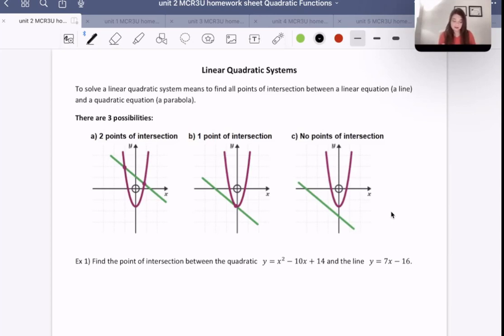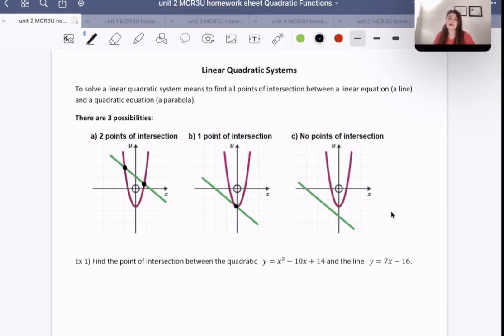Possibility one is we might have 2 points of intersection, like this example, right? Or maybe we have 1 point of intersection, like here. Now keep in mind, when we have only 1 point of intersection, that point of intersection is going to be the vertex. And we might have no points of intersection. In this last example, we have a line and a parabola, and they never intersect at all. Even if we were to extend that line and extend that parabola, they never would intersect. And so those are our three possibilities for linear quadratic systems.